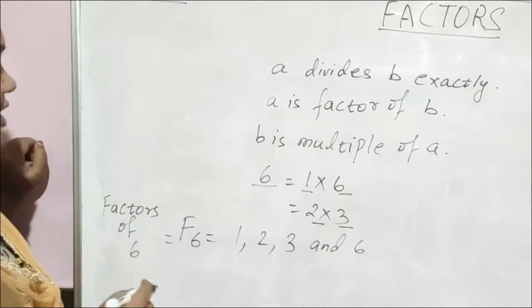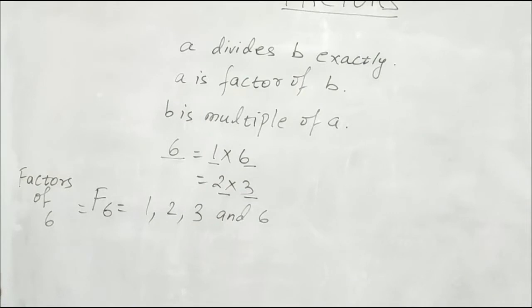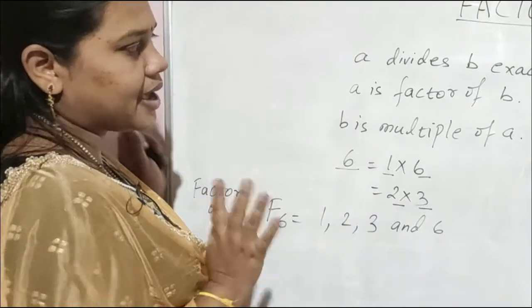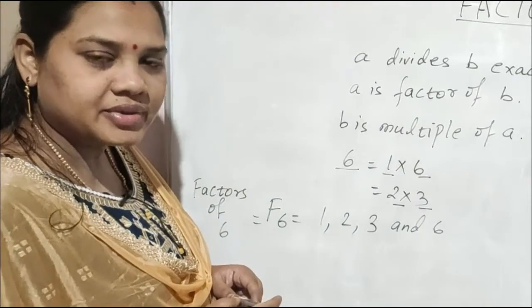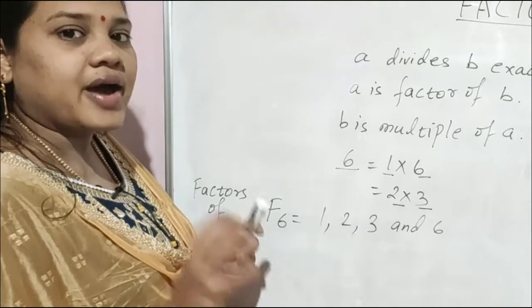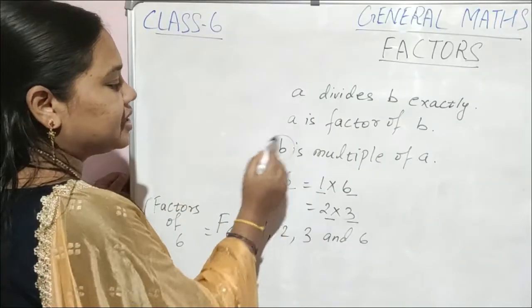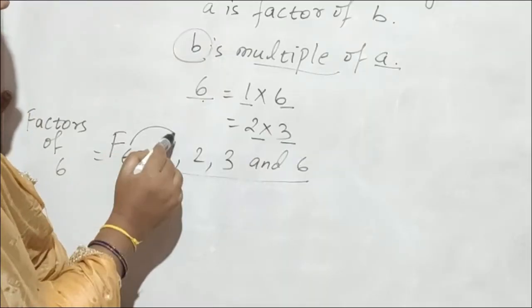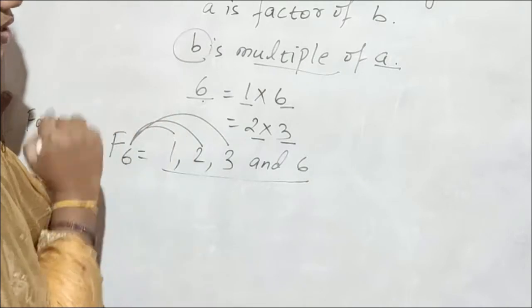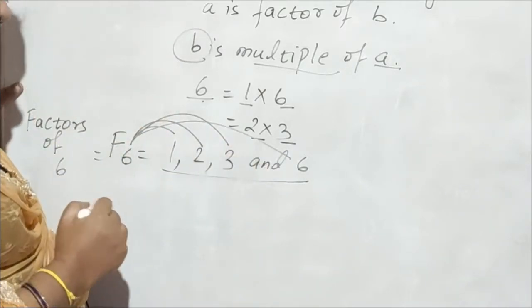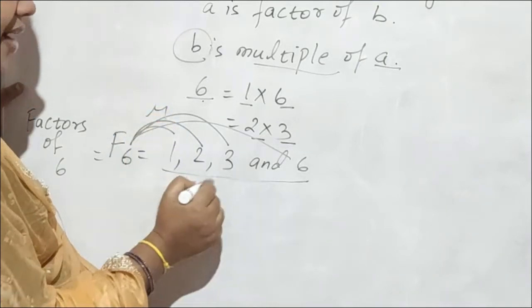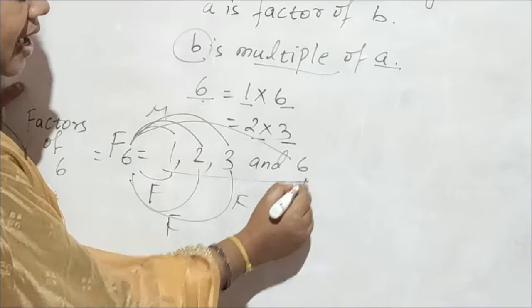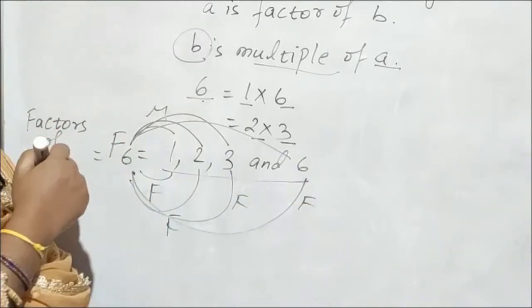Factors of 6, or F of 6, are 1, 2, 3 and 6, because all these numbers divide 6 exactly. So a number which divides another number exactly is a factor of the given number, whereas the given number is a multiple of that number. So 6 is a multiple of 1, 2, 3 and 6 also. Clear? Whereas these are factors of 6: 1 is a factor of 6, 2 is a factor of 6, 3 is a factor of 6 and 6 is also a factor of 6. A number is itself a factor.